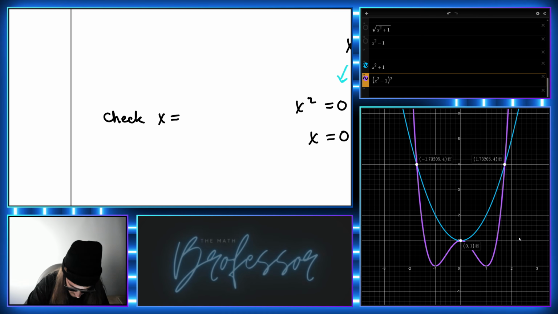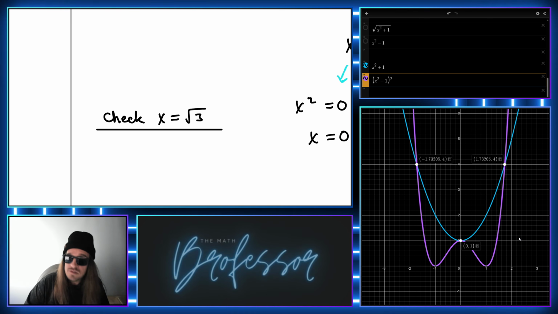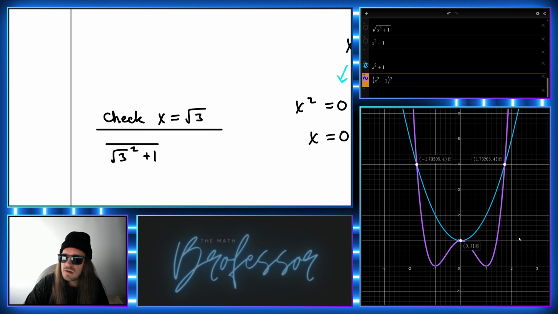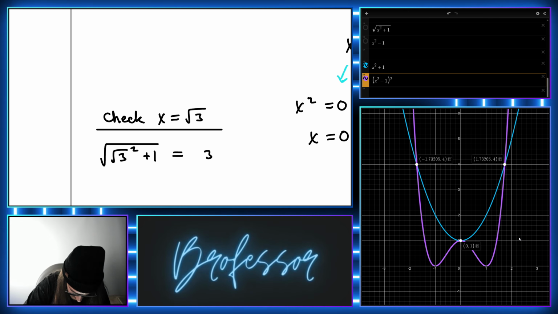Check x equals positive root 3 here. So what's the original? The original equation is square root of x squared plus 1. So root 3 squared plus 1 square root. And then equals. And then the other side was x squared minus 1. So root 3 squared minus 1. All right, let's check this out.